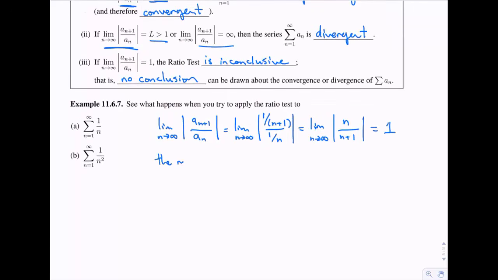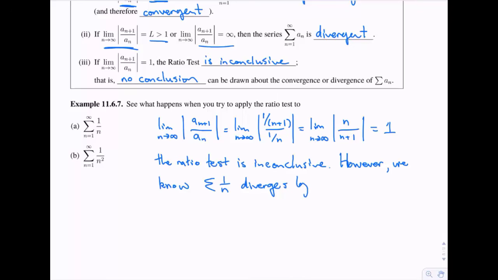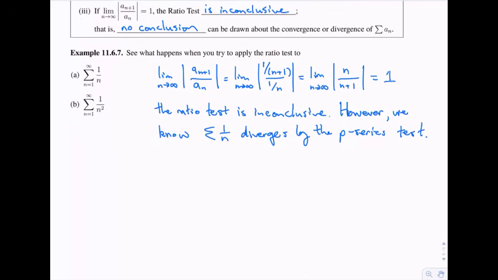So in this case, the ratio test says we know nothing. So the ratio test is inconclusive because this limit is equal to 1. However, we know that this series is in fact divergent. So this series diverges. Why do we know this? Well, it's because of the p-series test, right? P is equal to 1 in this case, so therefore it diverges. But the ratio test doesn't know that, right?